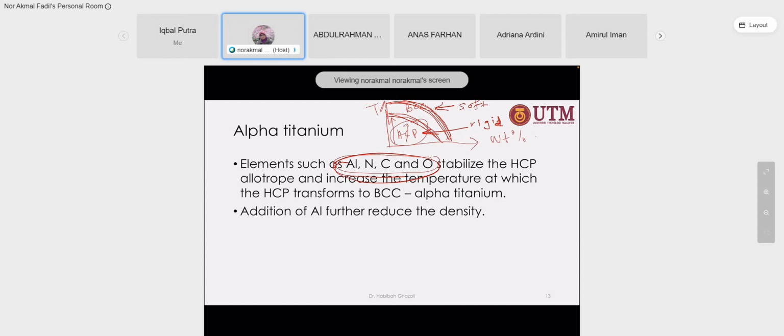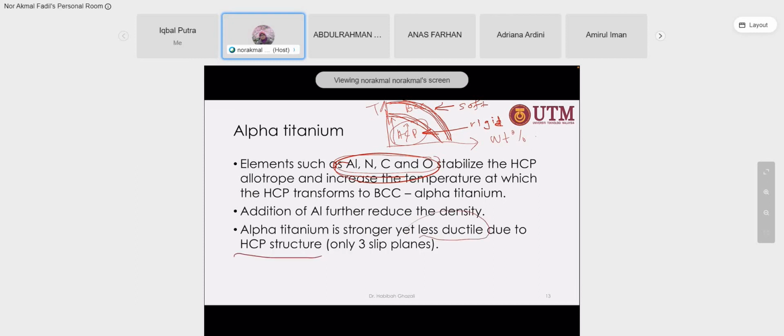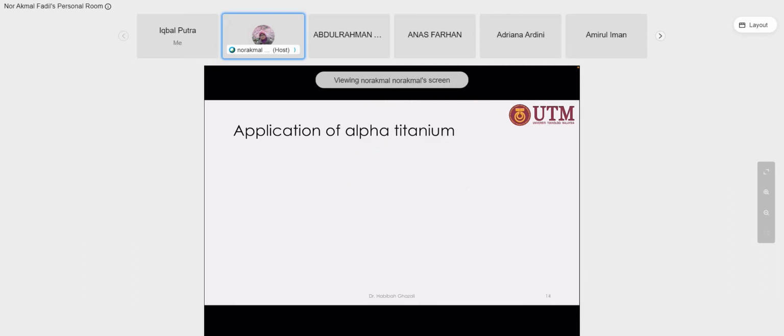The addition of aluminum further reduces the density. Alpha titanium is stronger yet less ductile. Okay, less ductility due to the HCP structure. In the HCP structure, remember it is less ductile. It is not soft because there are only 3 slip planes. It cannot be hardened by heat treatment. And the application of alpha titanium is as follows.